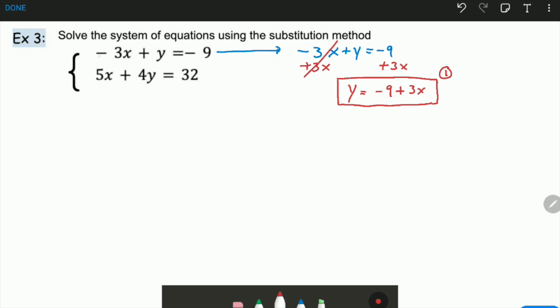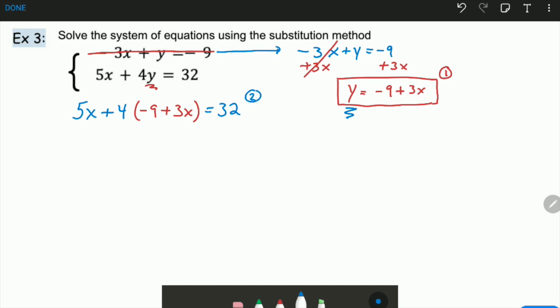Now I'm going to cross off the original equation so I don't accidentally use it here. We can't use that equation again. But we're going to move on to step 2. Step 2 says we're going to go to the other equation, this one here. We'll replace the y in this case with negative 9 plus 3x. So I'm going to be replacing y with negative 9 plus 3x. So that's step 2, is to get that set up.